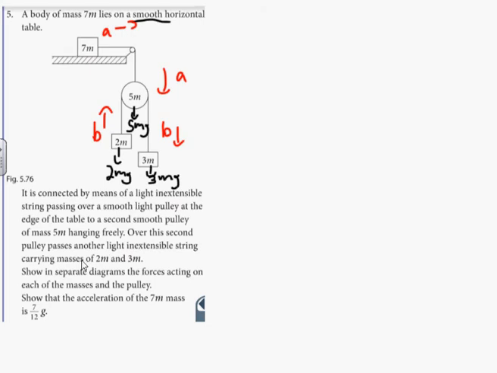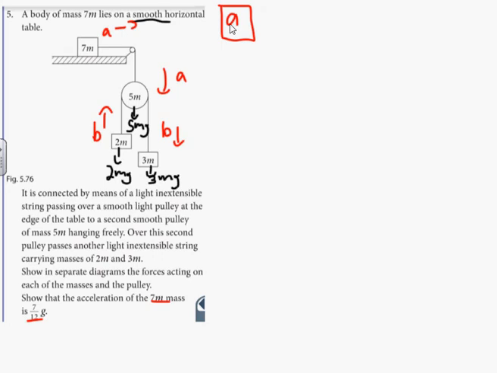showing separate diagrams, the forces acting on each mass and the pulley, show that the acceleration of the 7m mass is 7/12. So what that's basically telling me is that I don't really need to find out B, I need to find out A, but we might need to find B to find A, we don't know yet. Okay, so goal of question, what is A?